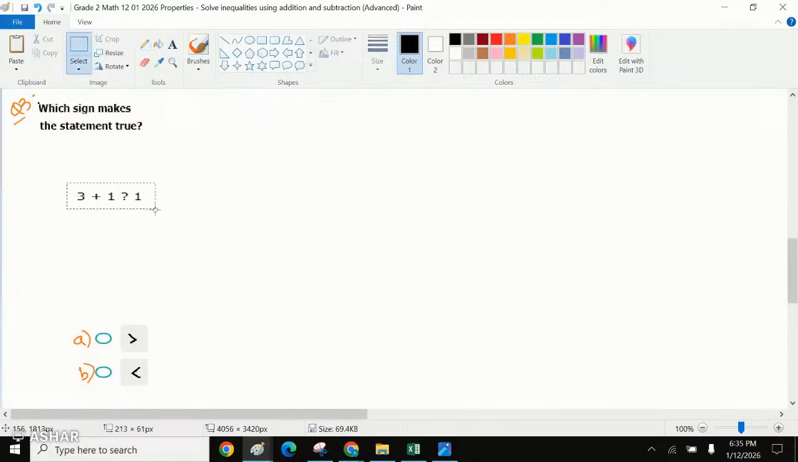Which sign should be your answer? 3 plus 1. 3 plus 1 would be equal to 4. And this was 1. Yes, thank you, May. Option number 1. What we can say is 4 is greater than 1, right? Yes, thank you.